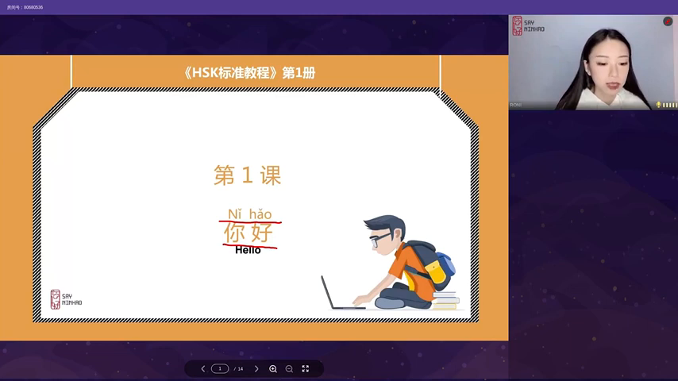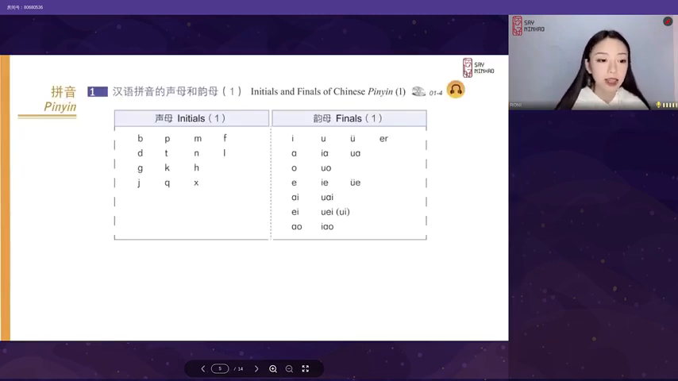So in pinyin, there are initials and finals. If we put initials and finals together, then we can get a syllable. So first, let's see initials. There are 14 initials in the table, and I will read it for you. Please listen carefully. If you can, please read after me.